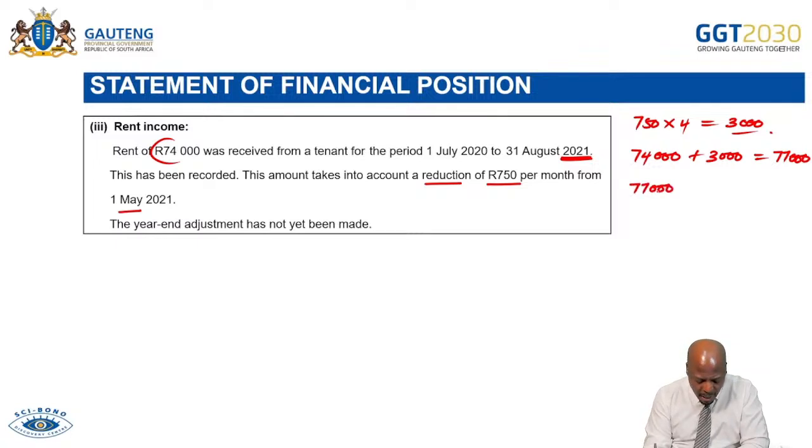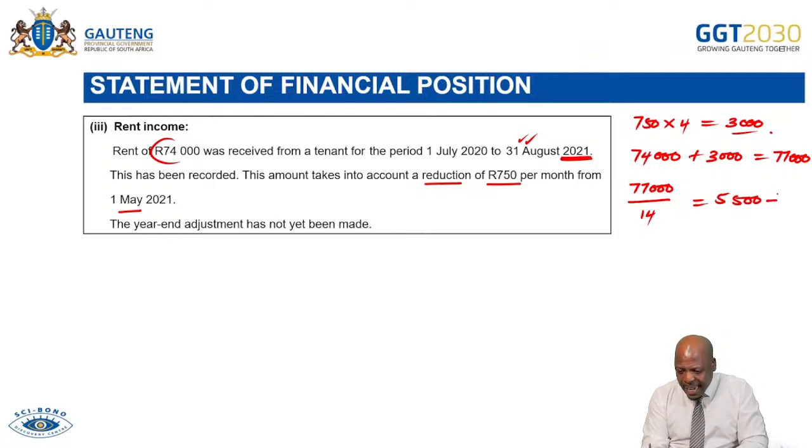77,000. That is the amount of our rent for the 12 months plus July and August. So this is for 14 months. If I divide this by 14 months, how much do you get? 5,500. So this becomes rent per month before the decrease. But I know that my rent has been reduced by 750. So it's 5,500 minus 750. That will give you 4,750. This is rent per month after the decrease.